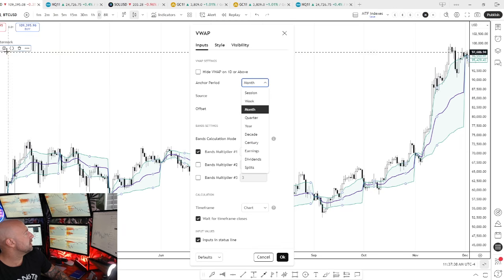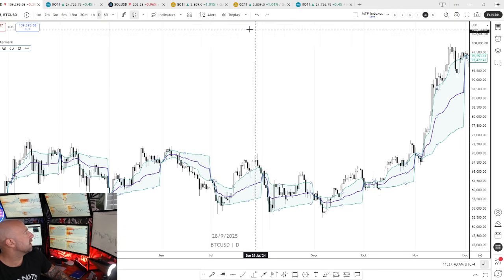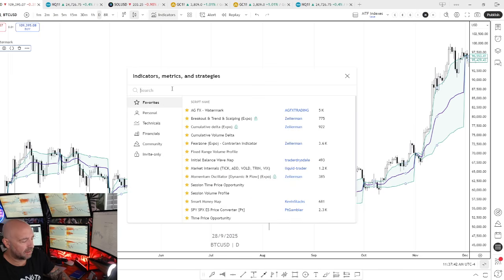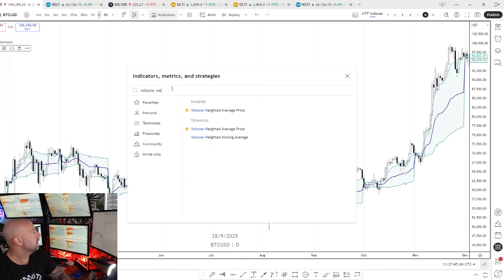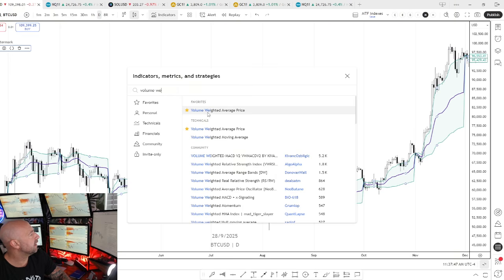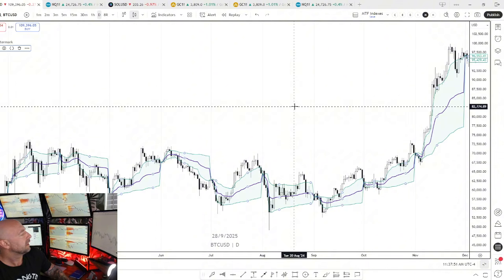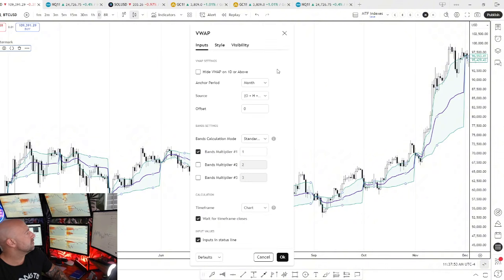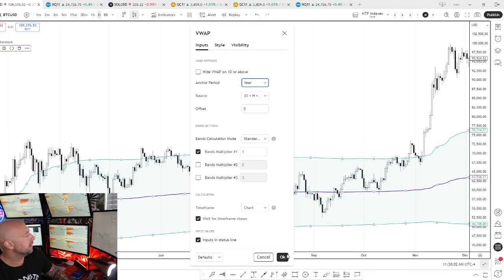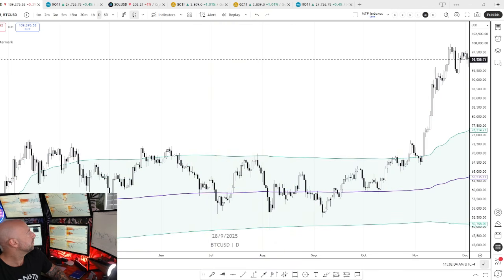Okay, so you just use the volume weighted average price indicator. If you go to indicators, type in volume weighted average price. It's this one included right here. It's not one of the community indicators. It's one of the main indicators. And you can choose your weekly, monthly, session, quarter, yearly, century, all these types of great anchored VWAPs. The yearly can be very powerful on the daily chart.